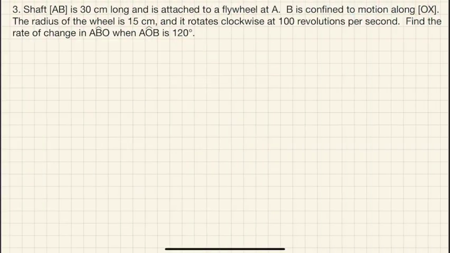Shaft AB is 30 centimeters long and is attached to a flywheel at A. B is confined to motion along OX. The radius of the wheel is 15 centimeters, and it rotates clockwise at 100 revolutions per second. Find the rate of change in ABO when AOB is 120 degrees.